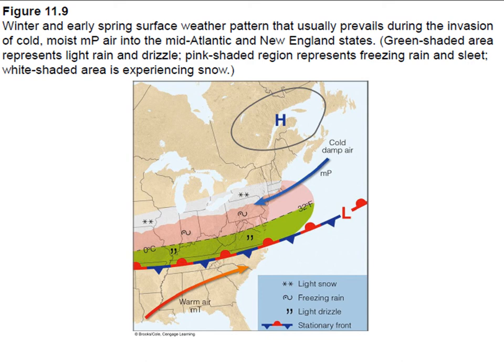A slow-moving cold anticyclone, shown by this blue H, drifting toward the east, causes a northeasterly flow of cold, moist air into the region south of it, into the New England states. Now, the boundary separating this invading colder air from warmer air even farther south is marked by a stationary front. You have cold maritime polar air, cold damp air on the northern side of the stationary front. And we'll learn more about fronts later in the lecture. And you have maritime tropical warm moist air to the south. Okay.